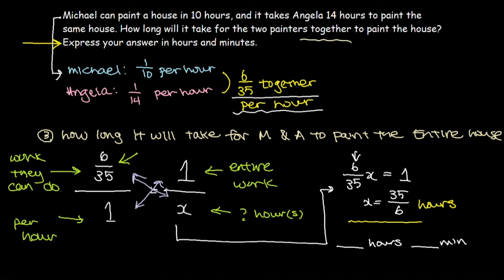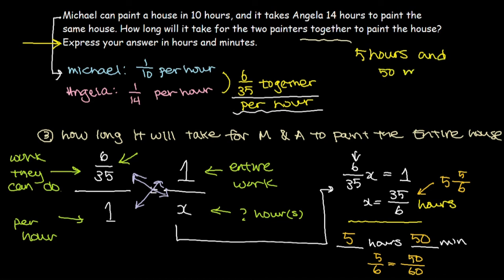And to convert this to hours and minutes, we simply have to write this number here, 35/6, as a mixed fraction. So that's going to be 5 and 5/6. So we know this is going to be 5 hours and 50 minutes, since 5/6 is also equal to 50/60. So the final answer to this question is going to be 5 hours and 50 minutes.